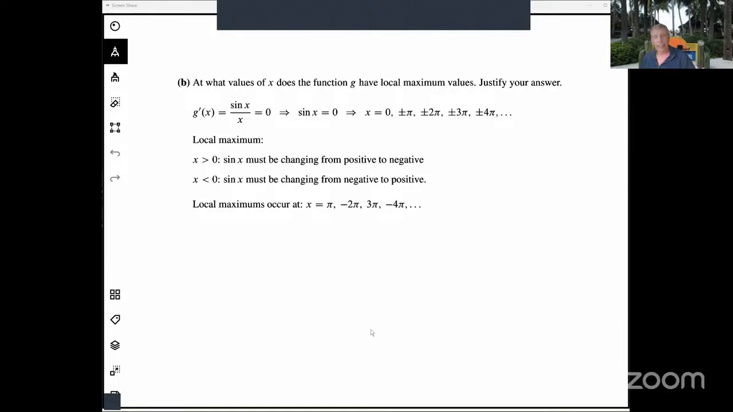How do we make that 0? Only when the numerator is 0. So that's where the sine of x is equal to 0. Well, where does that happen? At x equals 0, plus or minus pi, plus or minus 2 pi, and on and on and on.